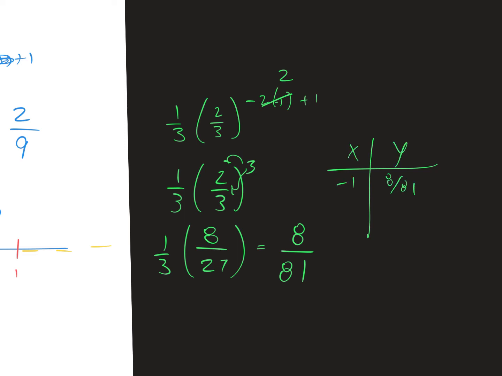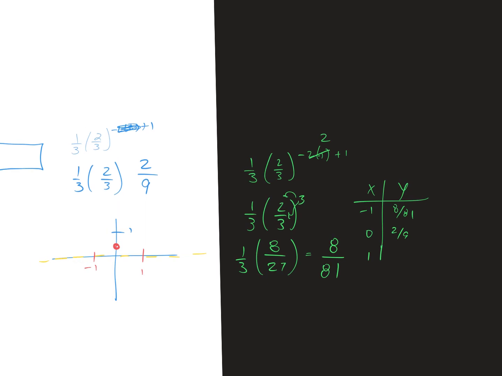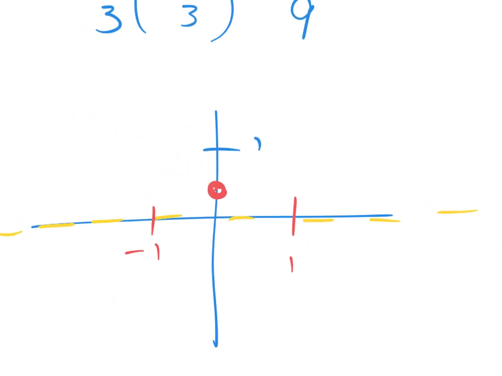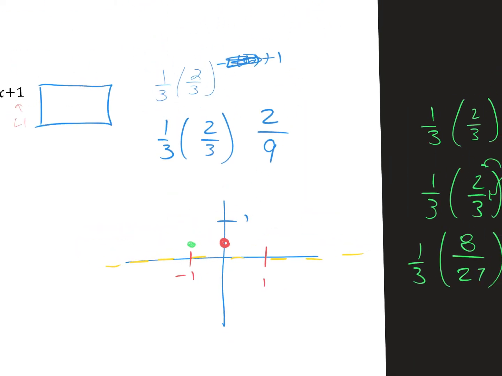What do you know that number is? Greater than and less than? It's bigger than what? It's bigger than 0, but it's less than what? 1. So say it's like there-ish. Okay, again, doesn't have to be perfect. Got to be in the right vicinity.